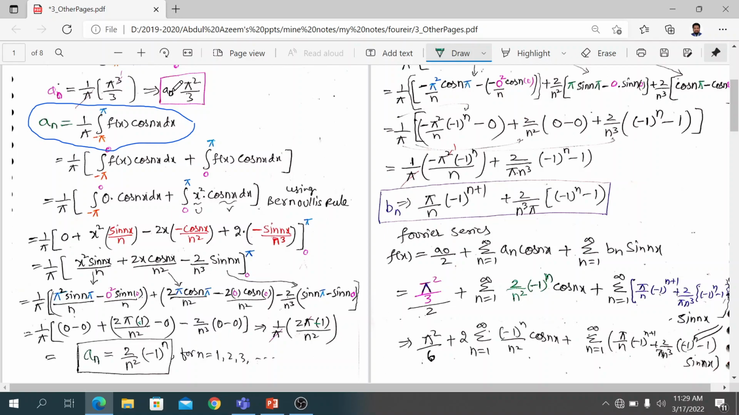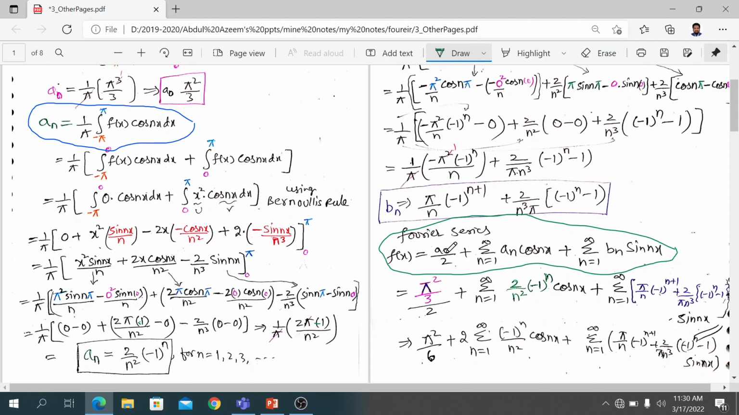As we have a naught, an and bn, substitute in the Fourier series. So the Fourier series formula is this one. You must remember: Fourier series f of x is equal to a naught by 2 plus sigma n is equal to 1 to infinity an cos nx plus sigma n is equal to 1 to infinity bn sin nx.